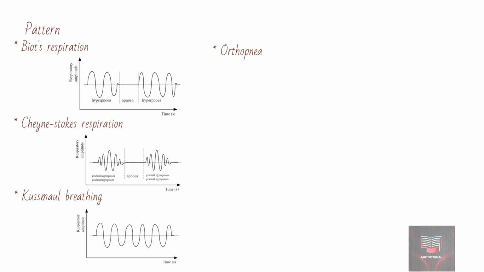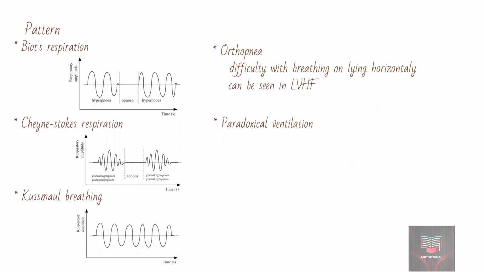Orthopnea refers to difficulty in breathing occurring on lying horizontally, which gets better when the patient sits up or stands. It is seen in left ventricular failure. Paradoxical ventilation refers to the inward movement of the abdomen chestward during inspiration and outward movement during expiration. This can be seen in cases of trauma to the chest wall.